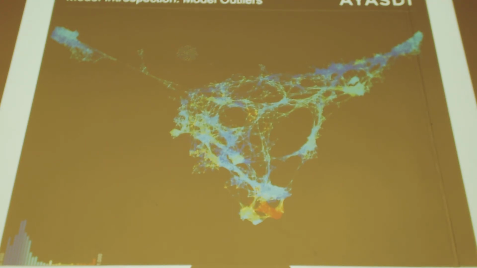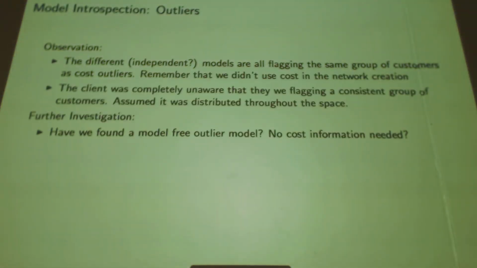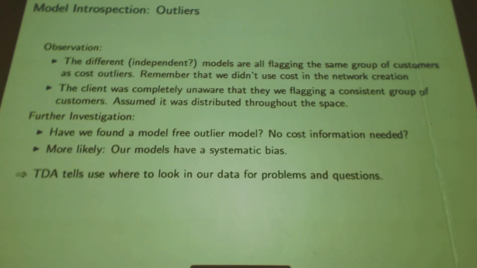Now, remember, this is 40,000 dimensions. There's fewer customers than there are dimensions, so you might be worried about finding the group. There's all kinds of issues with that problem. Nevertheless, we get a very clear signal in the summary about what's happening. So the determination here was that there was a systematic bias.